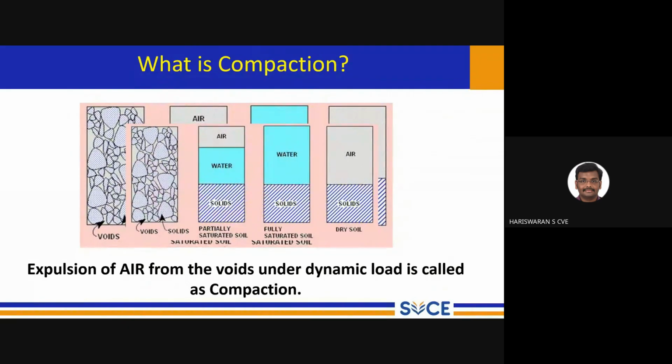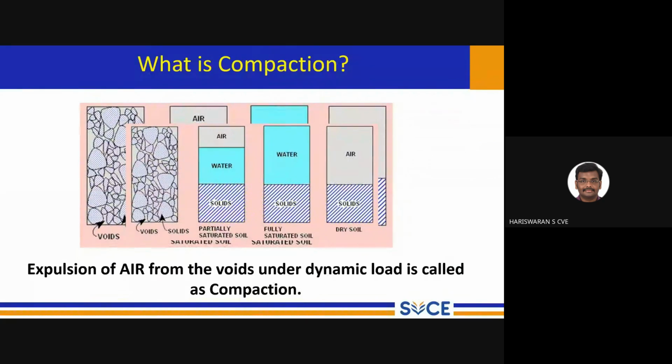So compaction is nothing but removal of air from the voids under dynamic load. It is not easy to remove the air present in a void just by applying a static load. A 10 kg load applied on the ground surface is just 10 kg, but if the same 10 kg is lifted 1 meter and dropped, it creates impact.